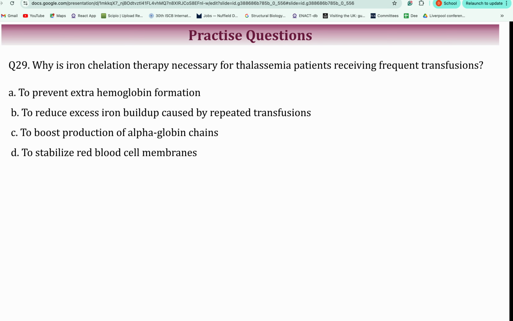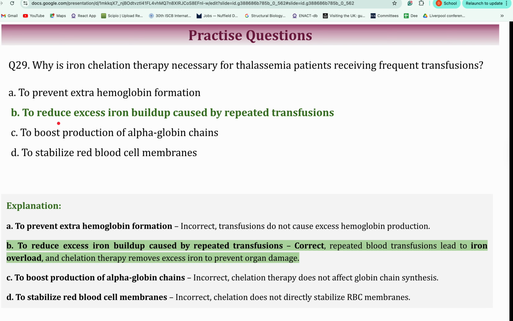Okay, now let's see. The right answer is option B, that is, to reduce the excess iron buildup caused by the repeated transfusions. Option A was saying to prevent the extra hemoglobin formation. This is incorrect because we are not giving iron chelation for this reason. Transfusions do not cause extra hemoglobin production.